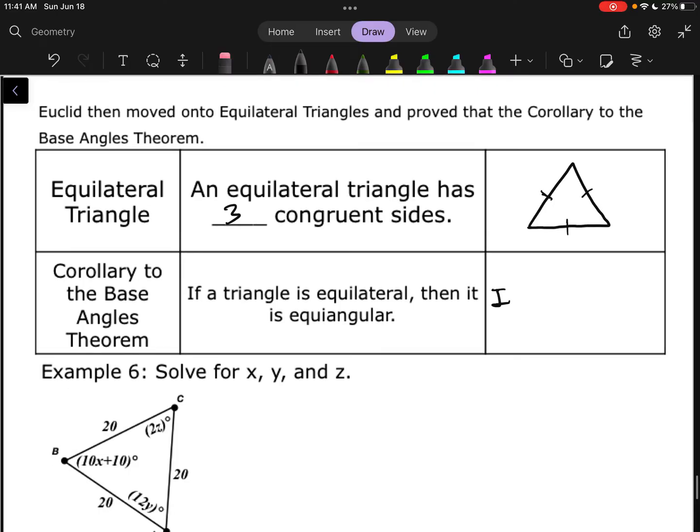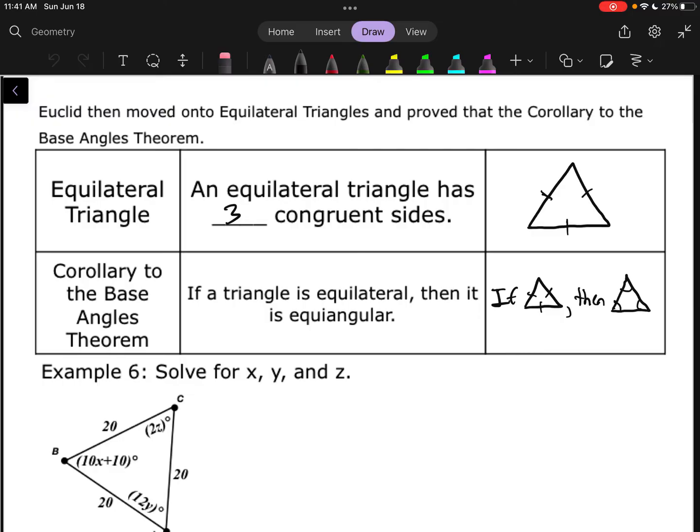But what that means is that if all 3 sides are the same, then all 3 angles are the same. Okay? Corollary just means an addition, so it's just an extension. We already knew that if 2 sides are the same, then 2 angles are the same. Corollary is an addition to that. If 3 sides are the same, then 3 angles are the same.